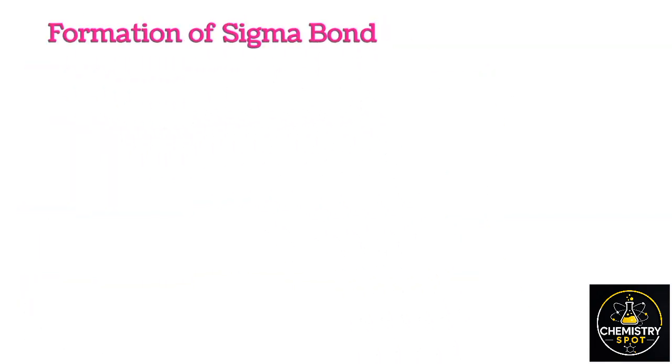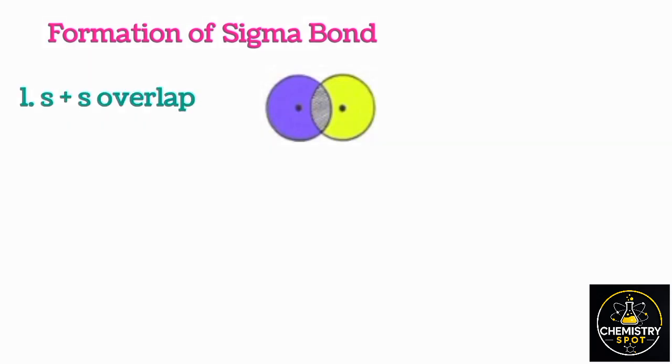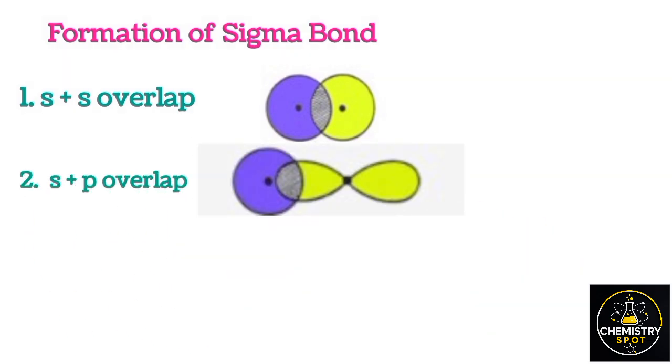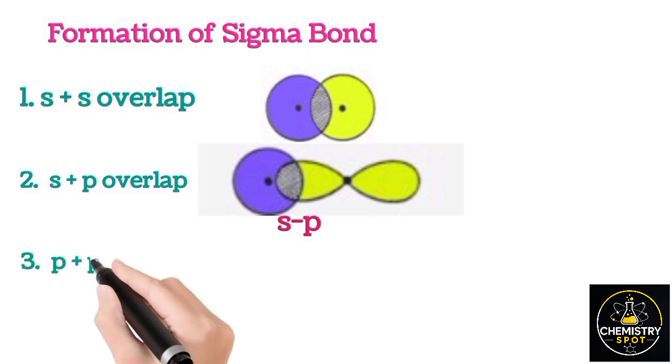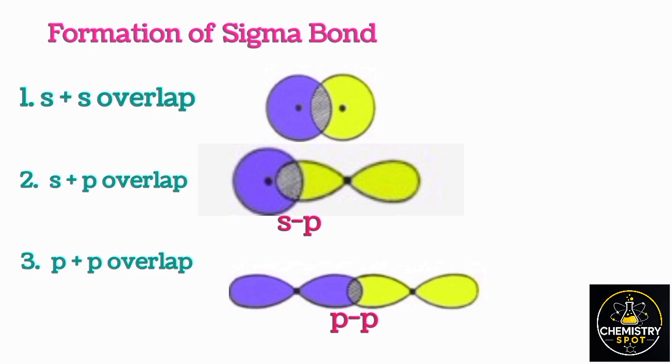Sigma bonds can form in different ways. For example, s-s overlap. When an s orbital overlaps with another s orbital, a sigma bond is formed. s-p overlap. When an s orbital overlaps with a p orbital, a sigma bond is also formed. This is called sp overlap. p-p overlap. When two p orbitals overlap head-to-head, a sigma bond is formed. This is called pp overlap.